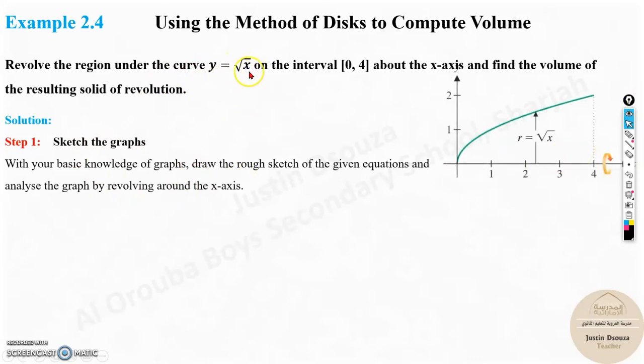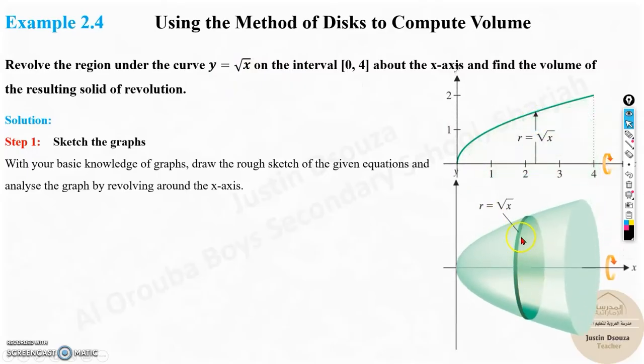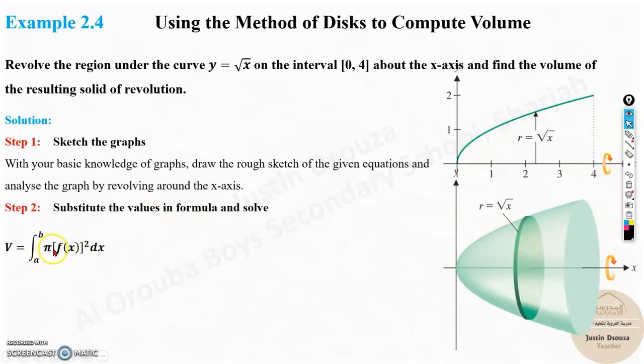Now, you know this is a square root function. Square root function starts from 0 over here and it just goes like this. Now, over here, the radius is basically this function, square root x. Now, when you rotate it, it'll be something like this. So you can see. What do we do? Substitute the values in the formula. That's it. It's very, very simple.